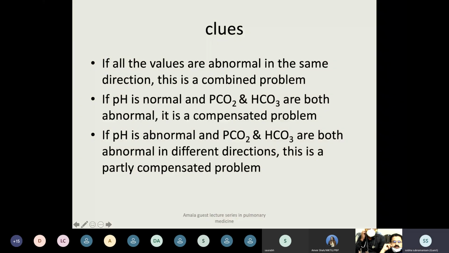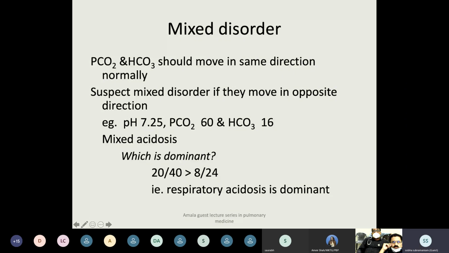Now, what are the clues which you can pick up whether there is a combined problem or just a compensated problem and so on? If all the values are abnormal in the same direction, that means it is a combined problem. If the pH is normal, that means it is already a compensated problem. The PCO2 and HCO3 are both abnormal, so it is a fully compensated problem if the pH is normal. If the pH is abnormal and PCO2 and the bicarb are both abnormal in different directions, that means it is a partly compensated problem.